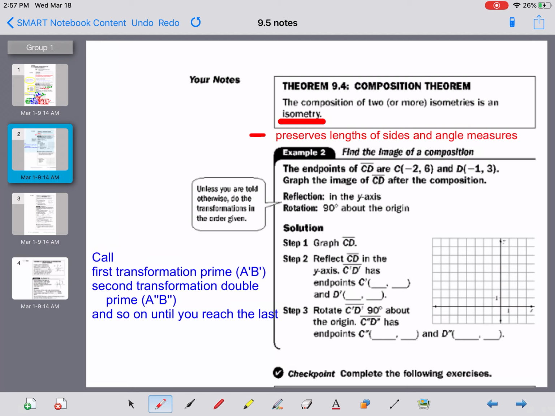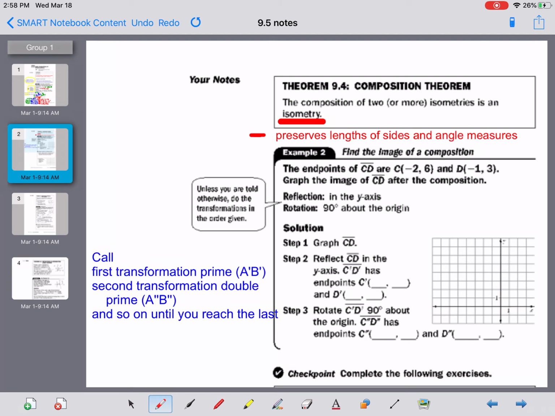Our third one from chapter 4 was the rotations, and again, we rotate around a point, but our lengths of sides do not change, our angle measures do not change, our shape stays exactly the same size. So once again, this preserves the lengths of sides and angle measures, so rotations are also an isometry.